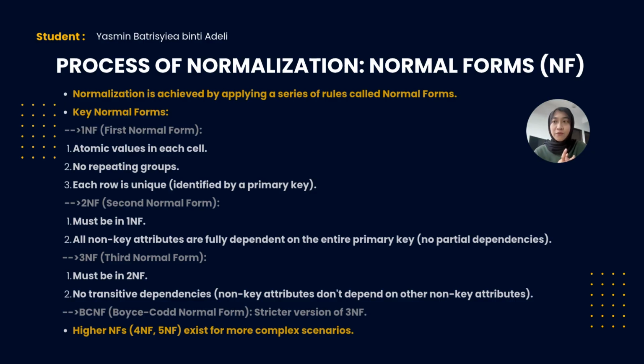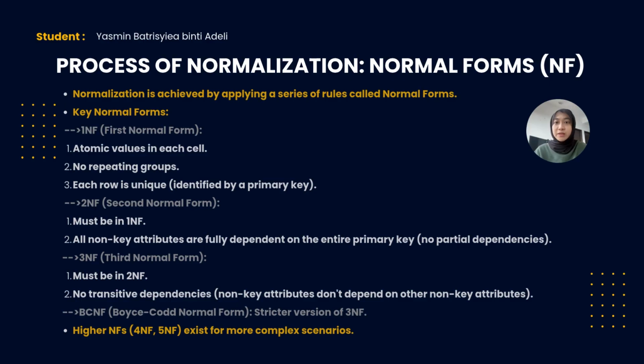It requires an atomic value in each cell, no repeating groups, and each row is unique, identified by a primary key. Okay, next I'll talk about 2NF, second normal form. 2NF must be in 1NF, and all non-key attributes are fully dependent on the entire primary key, which means no partial dependency. Next is 3NF, third normal form, and 3NF must be in 2NF. No transitive dependency, like non-key attributes do not depend on other non-key attributes.